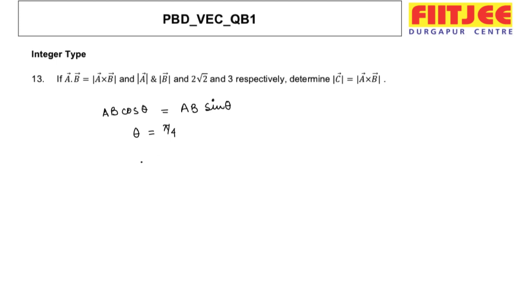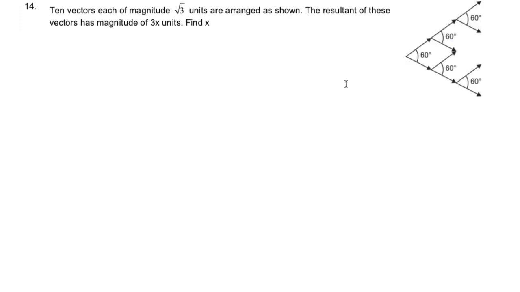So it says that A and B, their magnitude are 2 root 2 and 3. So what is cross product of A and B? So what is A cross B? The magnitude is equal to mod A, that is 2 root 2, mod B, that is 3, into sin theta is 1 by root 2. So that gives 6, which is your correct answer.